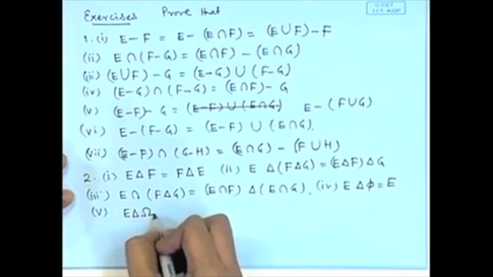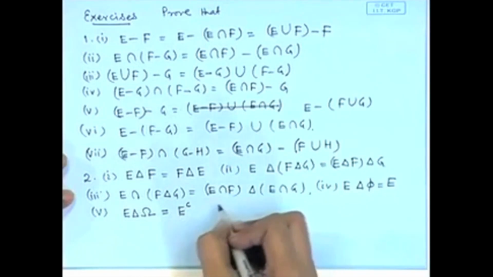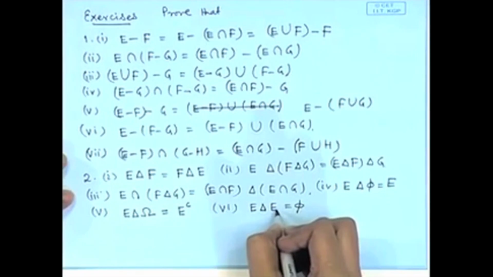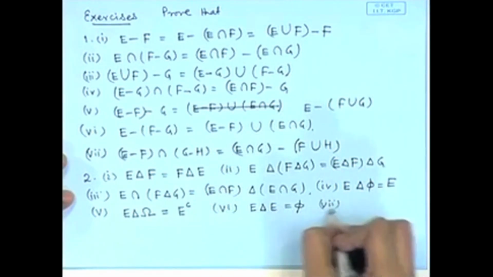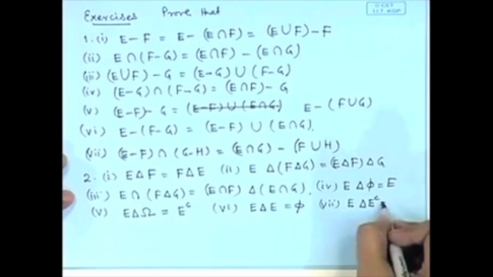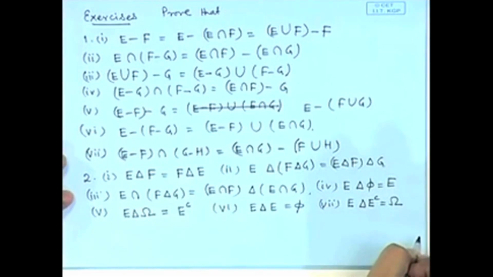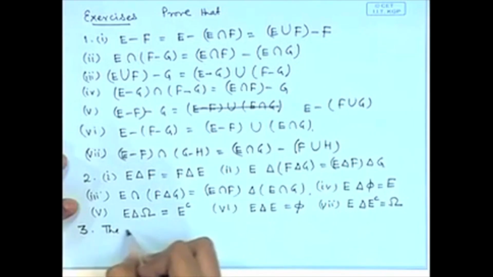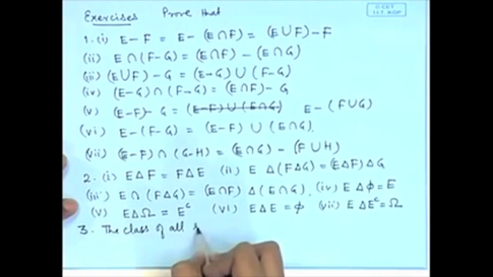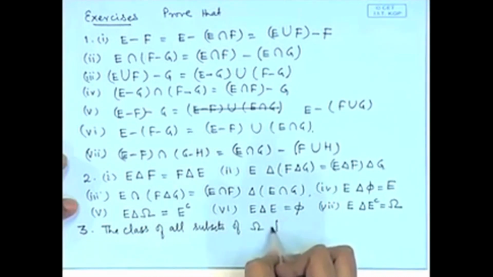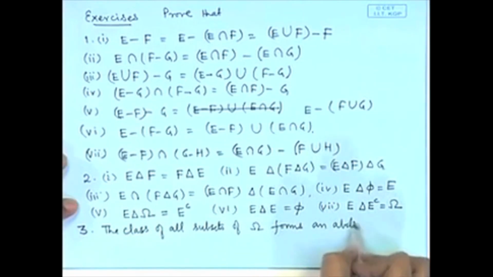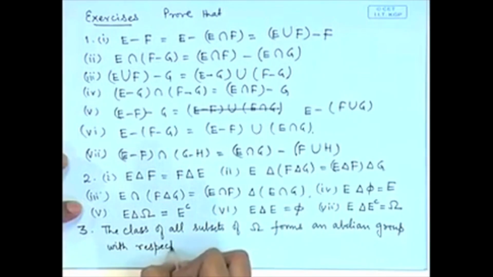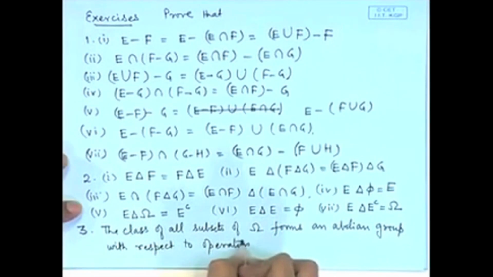If we consider it with the full space, then I get the complementation. If we consider it with itself, then we get the empty set. That means with respect to the group theoretic operation, E is its own inverse. And if we consider E delta E complement, then I get the full space. So one can ask that the class of all subsets of omega forms an abelian group with respect to the symmetric difference operation.